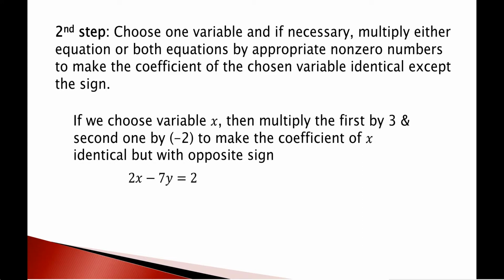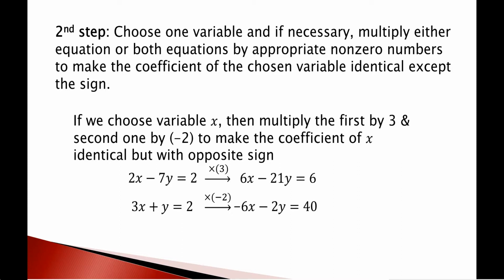So this is our first equation, and we are going to multiply this equation by 3. After that we find 6x minus 21y equals 6. Let's pick the second equation. We are going to multiply it by negative 2, and we find negative 6x minus 2y equals 4. So as you can see, after multiplying, the coefficient of x in our first equation is 6, and the coefficient of x in our second equation is negative 6. So they are both 6 but with opposite sign.